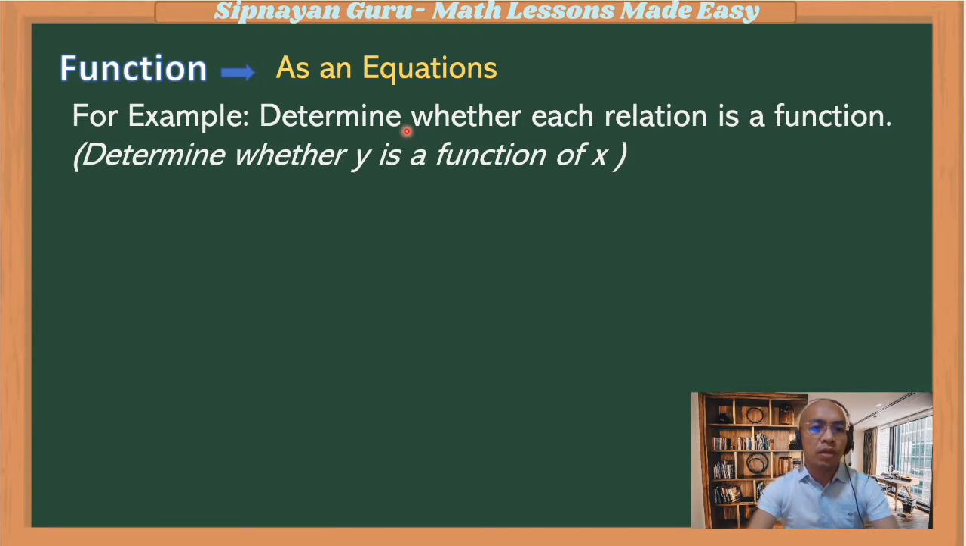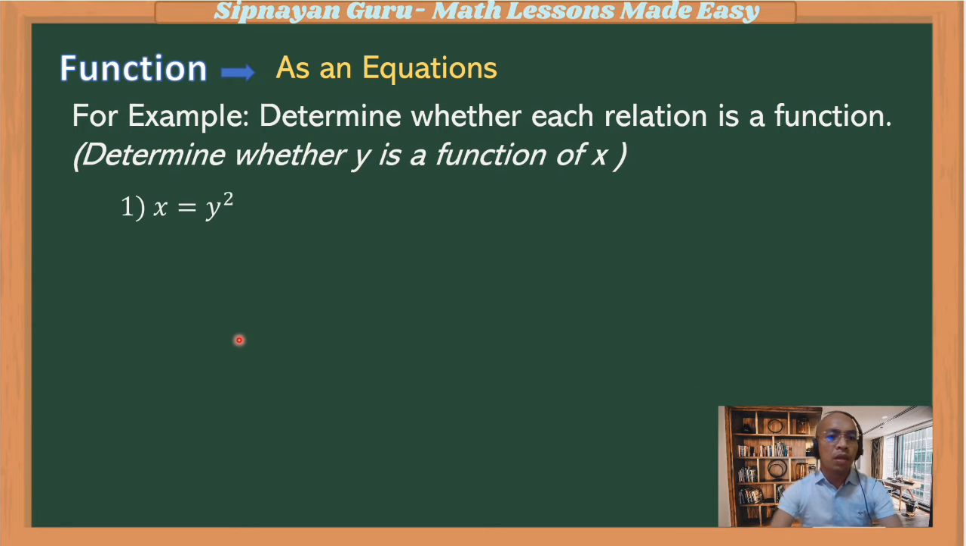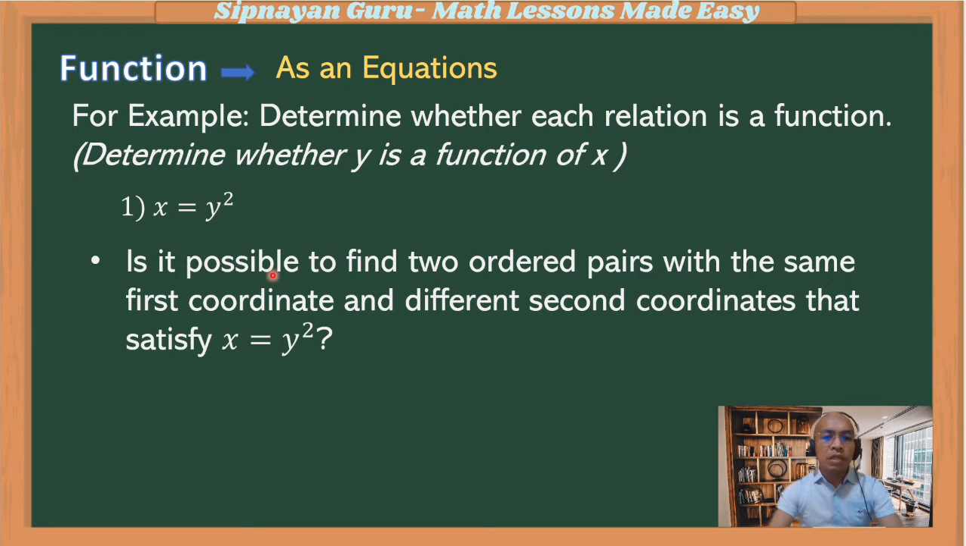Function as an equation. For example, we are asked to determine whether the relation is a function. Suppose we have the relation x equals y squared, and we are asked to find if this relation is a function. Also, we have y equals x, and we have x equals the absolute value of y. Now, for the first relation, x equals y squared, is it possible to find two ordered pairs with the same first coordinate and different second coordinate that satisfy the equation x equals y squared?